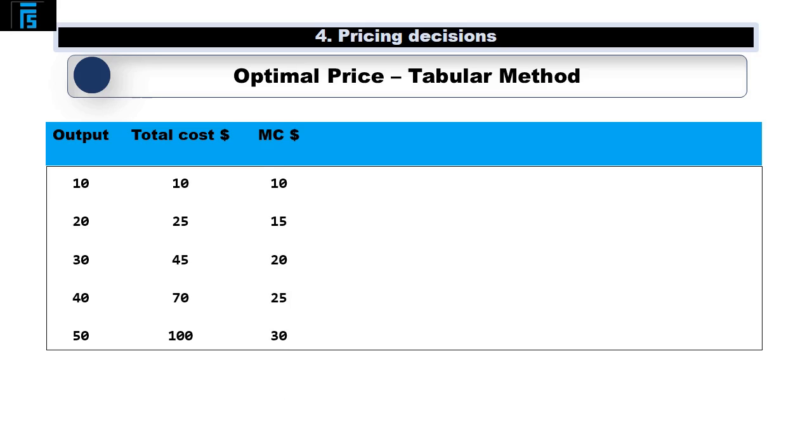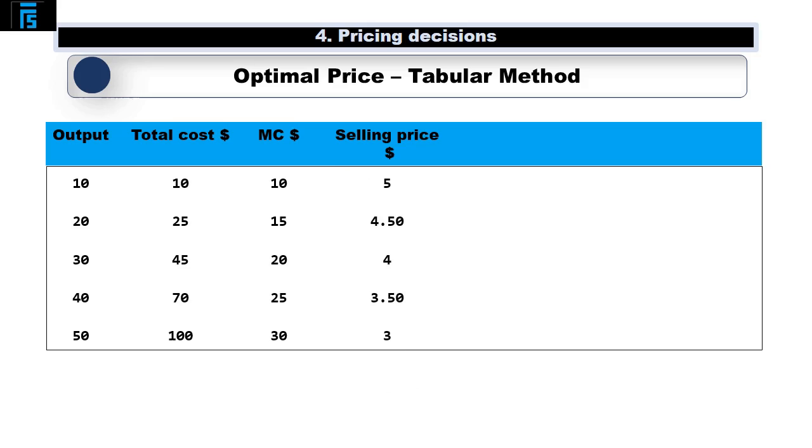We can then work out the marginal or extra cost of making 10 more units at each output level. So to make 10 units from 0 units costs an extra $10. It costs an extra $15 to go from making 10 units to 20 units, an extra $20 to go from making 20 units to 30 units, an extra $25 to go from making 30 units to 40 units, and an extra $30 to go from making 40 units to 50.